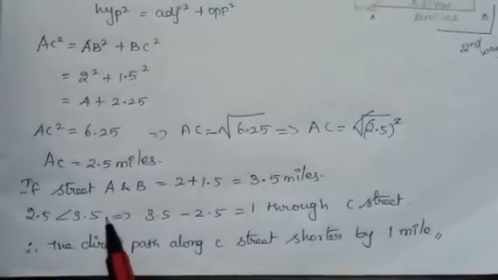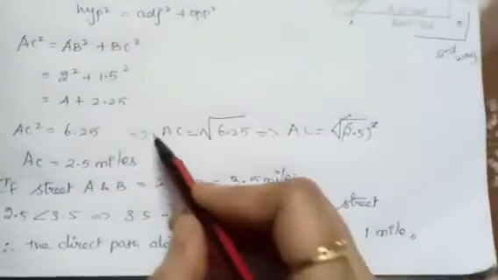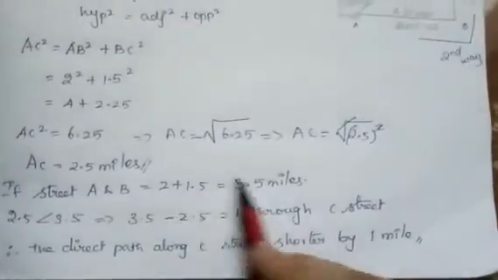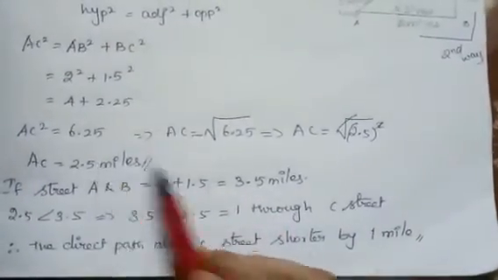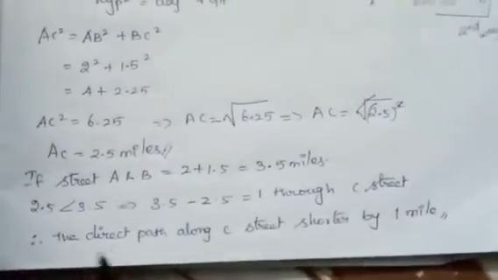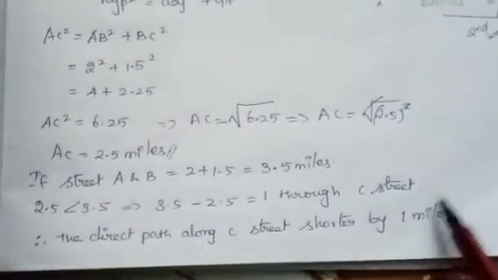In the question they are asking which is the shortest distance. AC is the shortest distance because AC is only 2.5 miles. What is the difference between these two terms? 3.5 minus 2.5, 1 mile is the difference. So the direct path along C Street is shorter by how many miles? 1 mile.